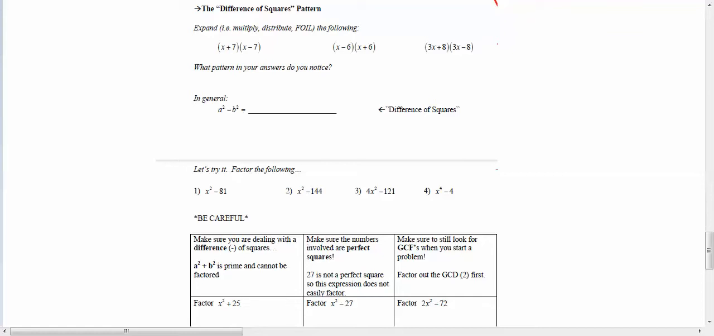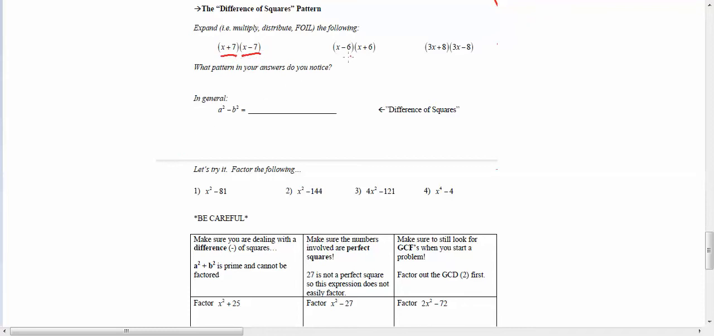That would be the first, outer, inner, last thing. That's what FOIL stands for, F-O-I-L: first, outer, inner, last. Do you remember that one? Okay. Well, let's do it. First, outer, inner, last is when you're multiplying two of these things together. You got the first times the first, the outer times the outer, the inner times the inner, and the last times the last. That's how we're doing this.